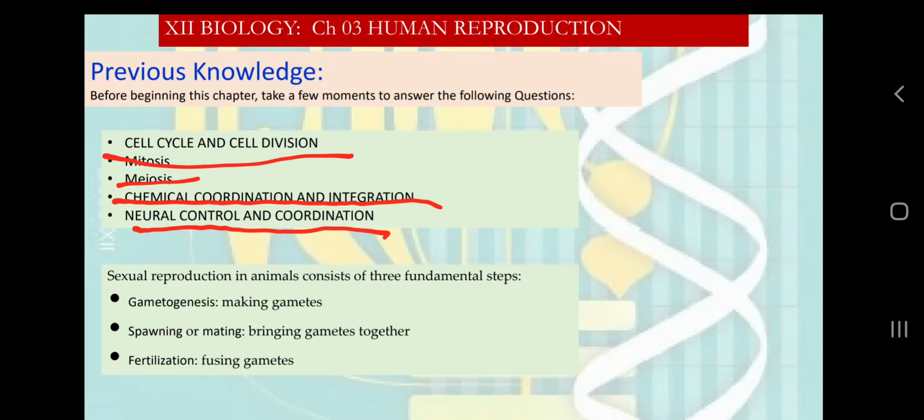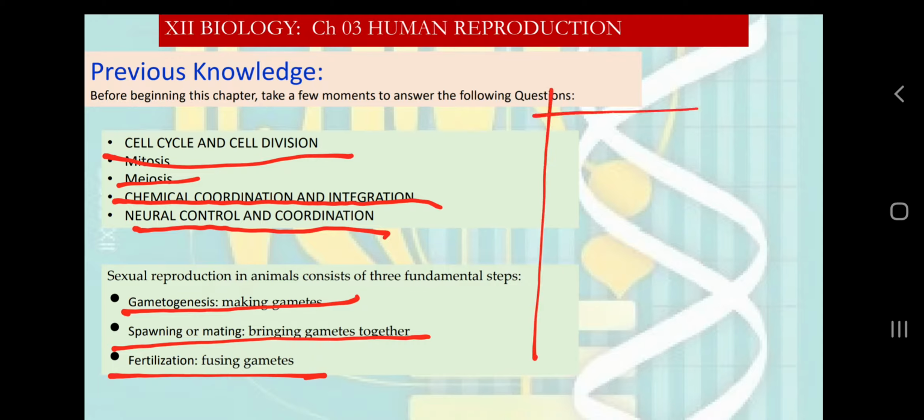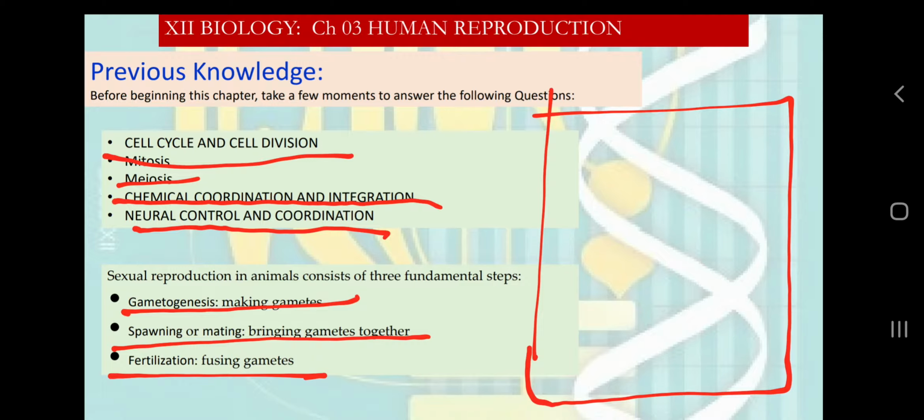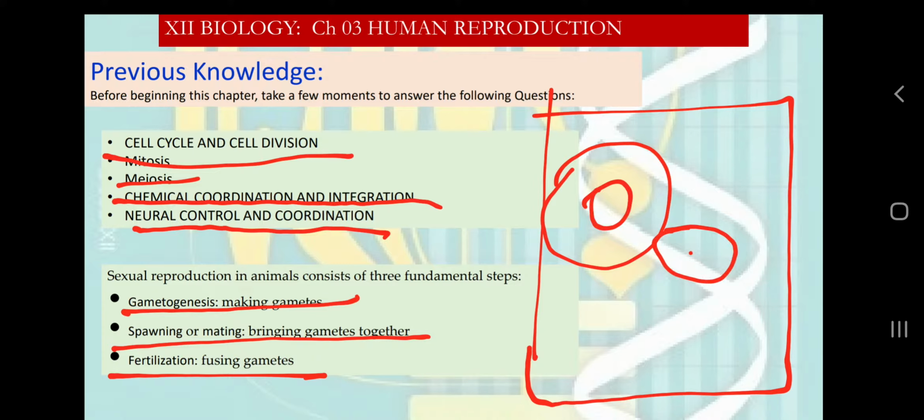Again, same information: reproduction takes place in 3 steps: gametogenesis, mating, and fertilization. So today we will discuss fertilization. What is fertilization? I know that we all are aware of fertilization from class 8th science to class 10th science. Now we are in class 12th biology. Very simple, we can say, fusion of male and female gametes is called fertilization.